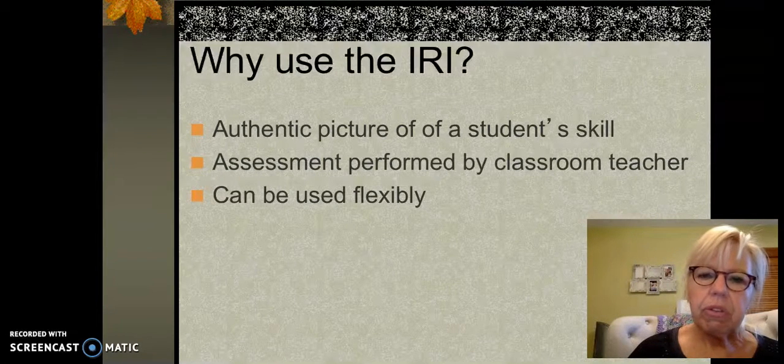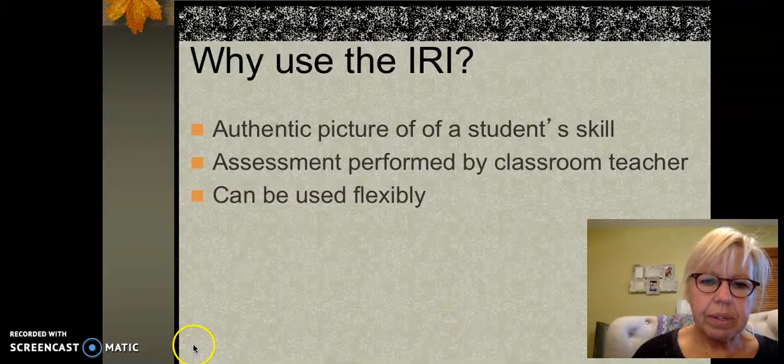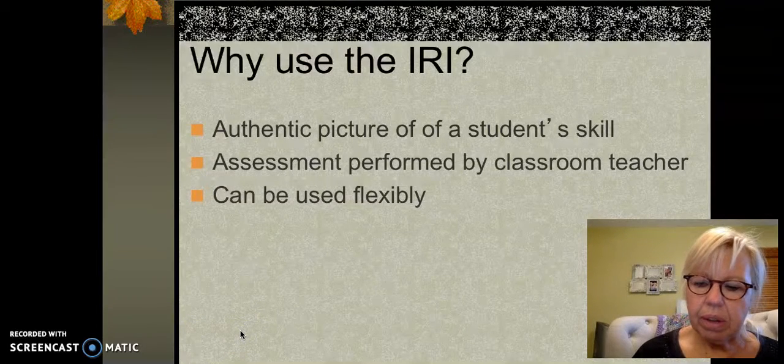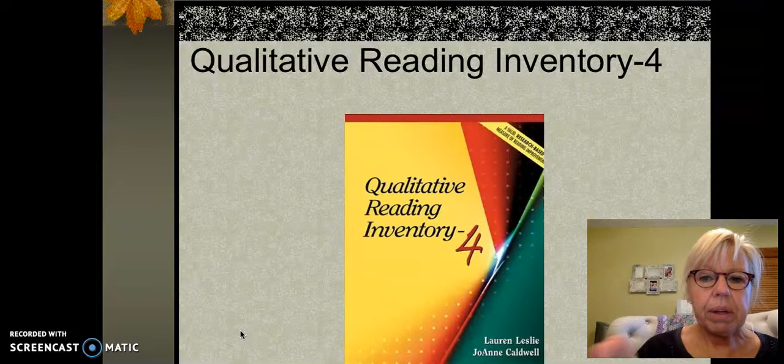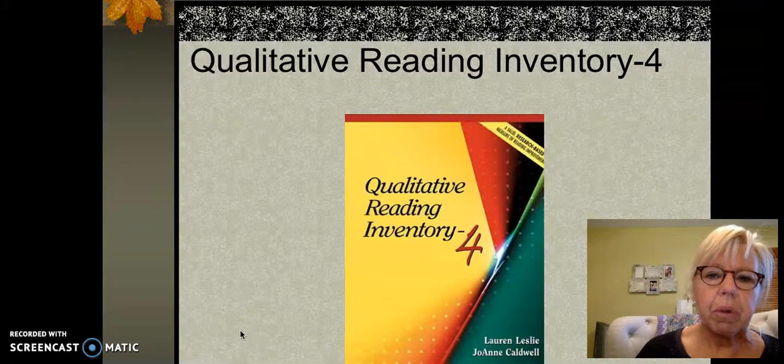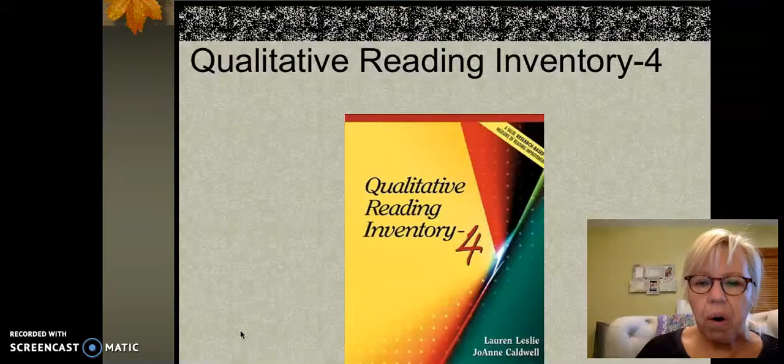Okay, so we're going to attempt this here. The pictures and the things we're going to look at come from the Qualitative Reading Inventory 4. Obviously, the 6 is out now.